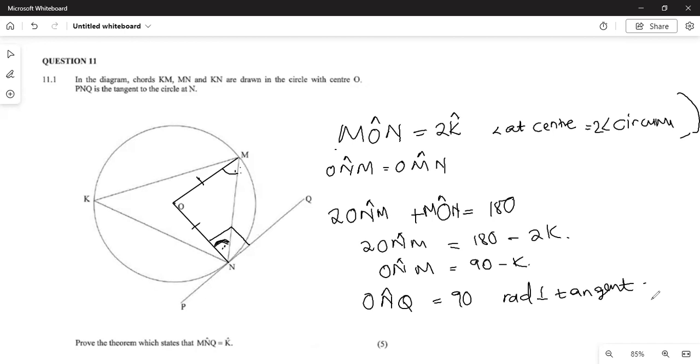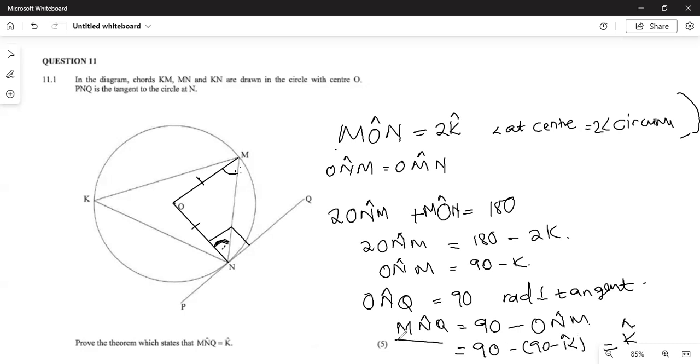And then again, that would allow us to say that if we're going to calculate what NMQ is equal to, it's going to be equal to 90 minus OMN. And that will give us 90 minus 90 minus K, and that will give us equal to K. So we've proven again that MNQ is equal to K.